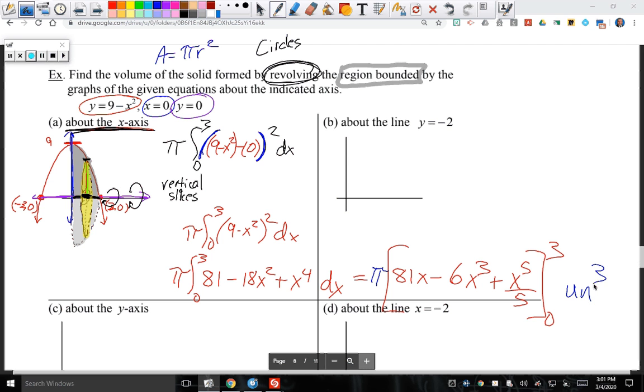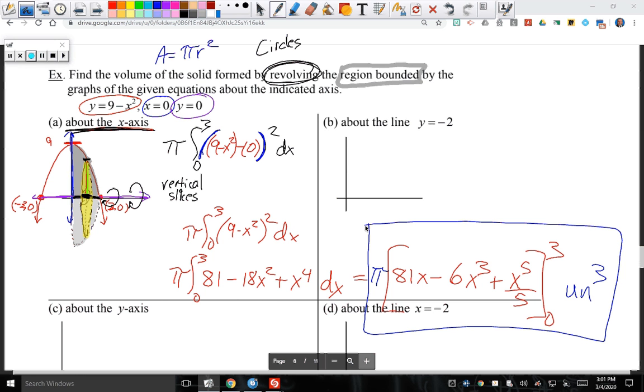Units cubed. Yeah. Wait, how did you integrate that? Just what's the integral of 81? 81x. Then it's, okay, never mind. Yeah, you integrate, or like you FOIL it out and then, yep.